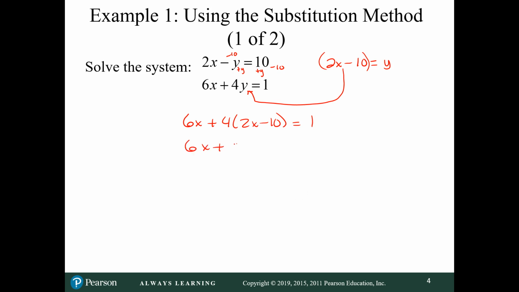Then I solve the equation for x. So 6x plus 8x plus a negative 40 equals 1. 6x plus 8x is 14x. And if we add 40 to each side, 14x equals 41. So x equals 41 over 14. And yes, in this book, they have some nasty fractions for this. And I don't know why they just don't make them equal to whole numbers, but they don't. So you're going to find some nasty fractions here.